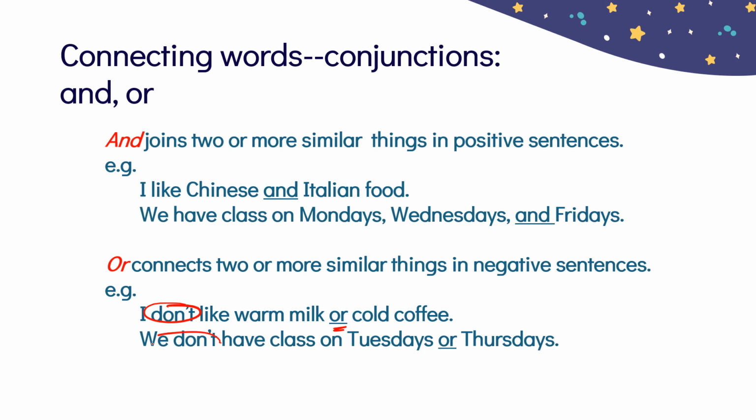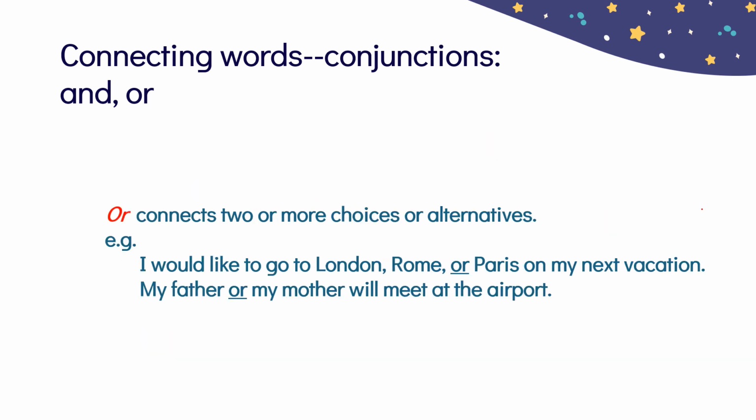We don't have class on Tuesdays or Thursdays. Negative sentences, so the Western people use or to combine negative sentences. Besides combining negative sentences, or also connects two or more choices or alternatives.